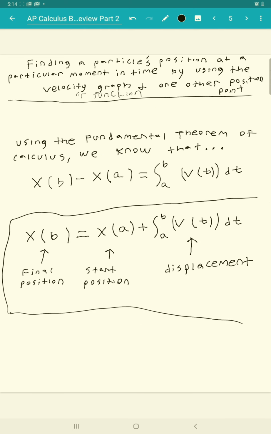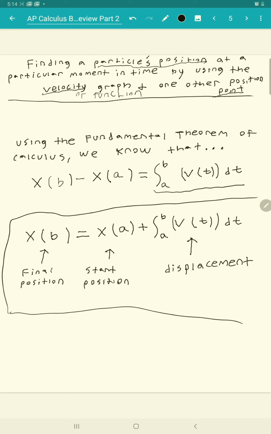Okay, this next concept I want to go over is oftentimes in these FRQs, it will give you a particle's position at a certain point, and then it will give you its velocity graph or function, and it's going to ask you to find the particle's position at a certain point. Well, let's think back to the fundamental theorem of calculus. Because of the fundamental theorem of calculus, we know that displacement, otherwise known as x at its end time minus x at its initial time, that equals the integral of velocity from a to b. So the integral of velocity from a to b is simply a particle's displacement.